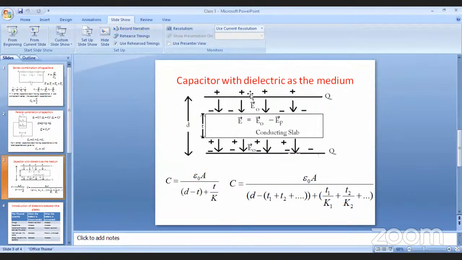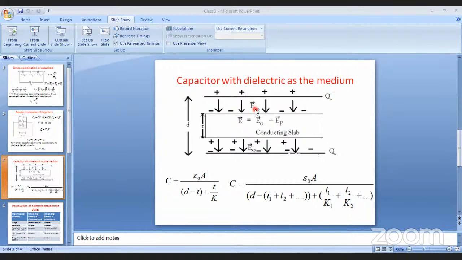Since this is a parallel plate capacitor, you are giving a plus Q amount of charge here and minus Q amount of charge here. So you will be getting an electric field due to the parallel plate capacitor. It is considered as E0. The field lines are passing from the positive charge to the negative charge. So this negative charge is the charge on this plate, and this positive charge is the charge on this plate, and the field due to the charge on the plates is given by E naught.